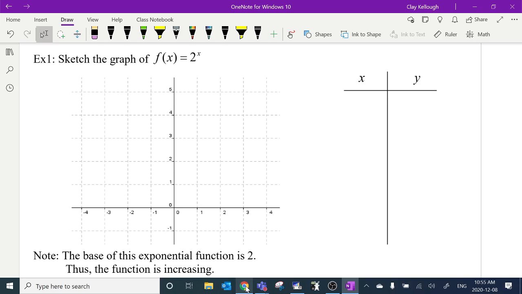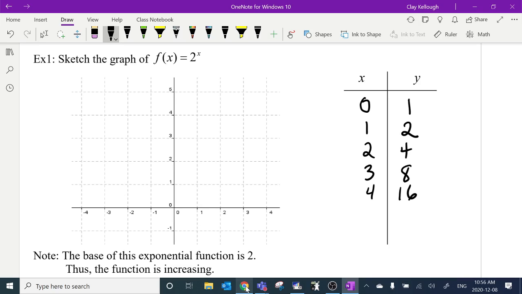So all right, what happens when x is 0? Well, 2 to the power of 0 is 1. Anything except for 0 to the power of 0 is 1. What happens when x is 1? Well, then I'd get 2. What happens when x is 2? Well, then I'd get 4. What happens when x is 3? Well, then I'd get 8. 4 would be 16.